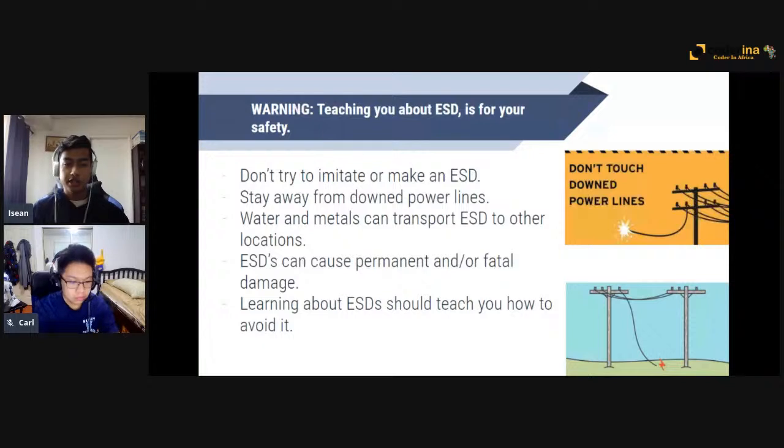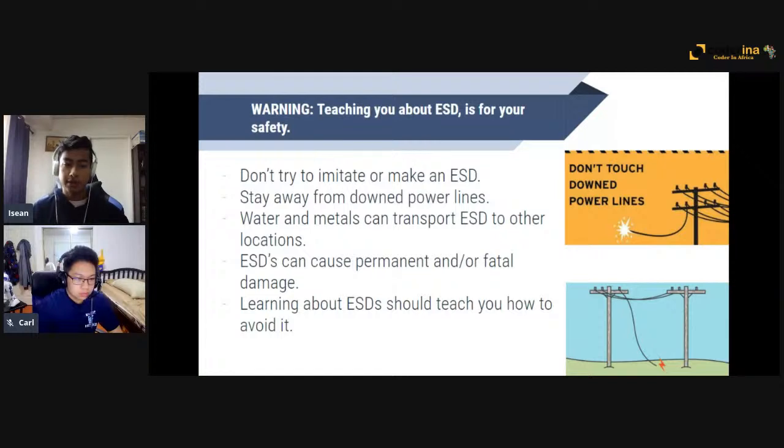So now the reason we talk about ESD and basically how to make one is for your own safety. You need to understand how powerful and quick an ESD can be. Electricity travels sometimes at around 90% the speed of light. So always try to keep yourself safe from ESDs or possible ESDs.